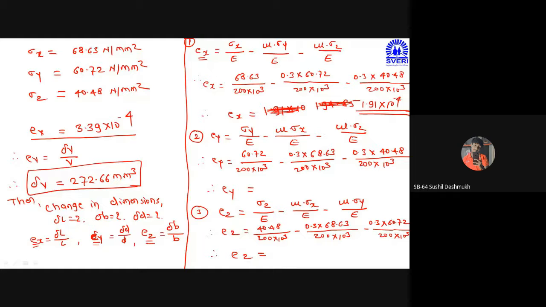Epsilon y is equal to 1.44 into 10 raised to minus 4. Please check the answer. After the calculation of epsilon x, 1.91 into 10 raised to minus 4. This is the correct answer for epsilon x. Then check the answer for epsilon y. Here the calculation part is very, very important.